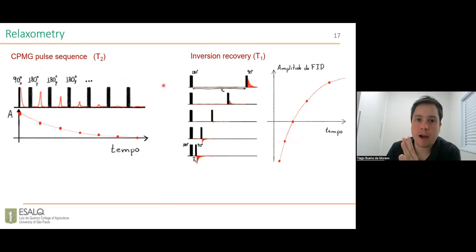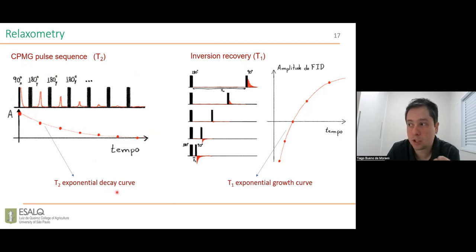Okay, so to determine the relaxation times, the main two pulse sequences that we use are the CPMG and the inversion recovery. CPMG is based on the application of a first pulse of 90 degrees, followed by a train of 180 pulses, where each one generates an echo, and by observing these echo amplitudes, we determine the T2 exponential decay curve. So this is how we obtain the T2 exponential decay curve.